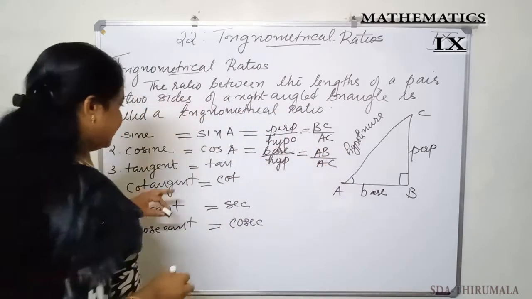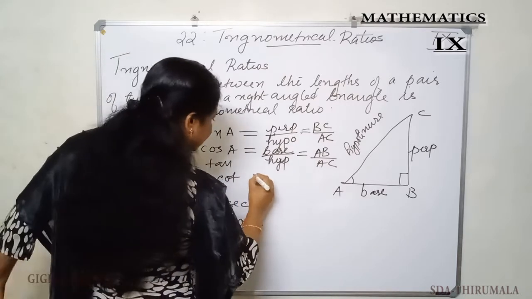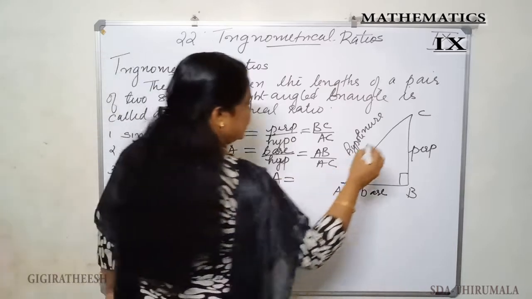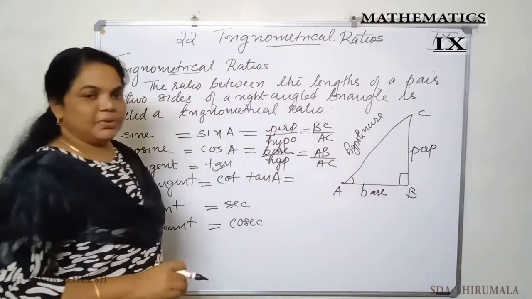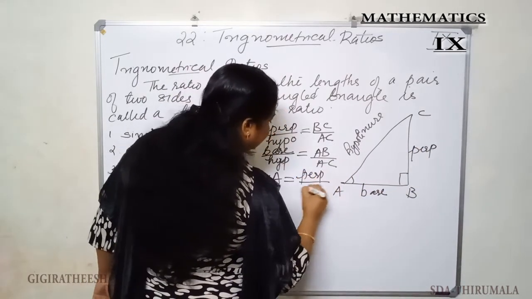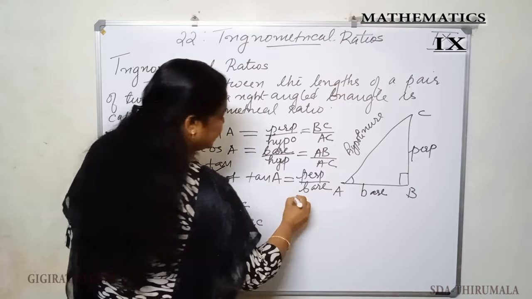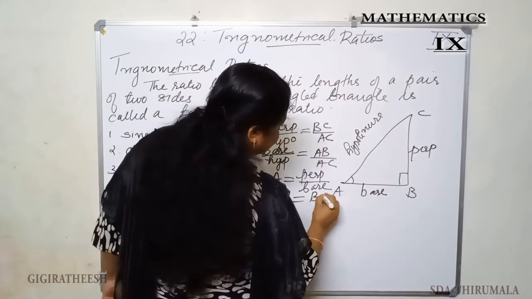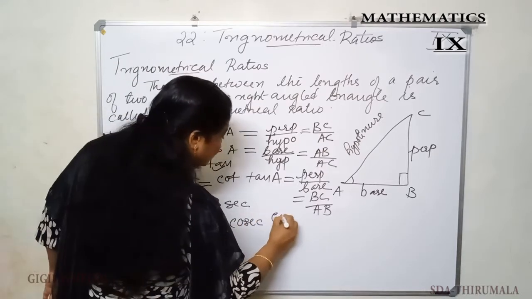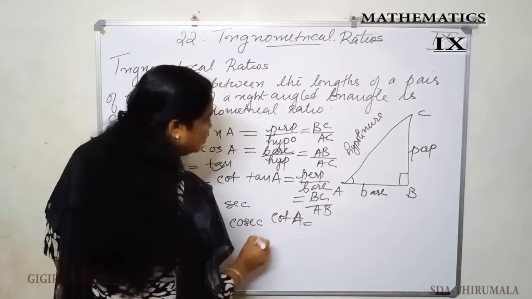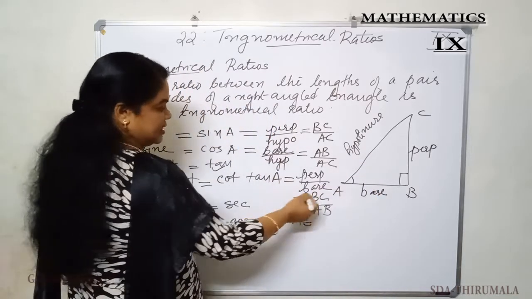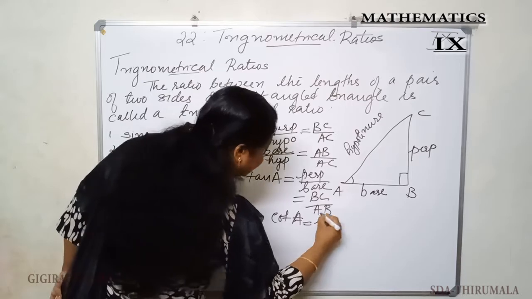And the third one is tan A. Tan A is equal to perpendicular by base, that is the opposite side by the base, which is BC by AB. And the fourth one is cotangent. Cot A is the reciprocal of tan A, which is equal to base by perpendicular.